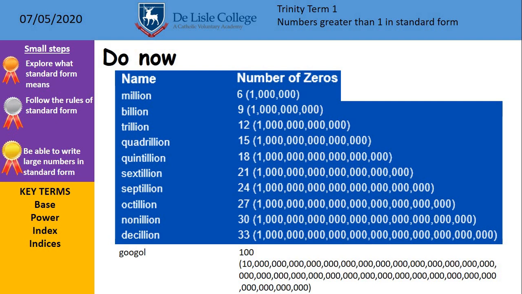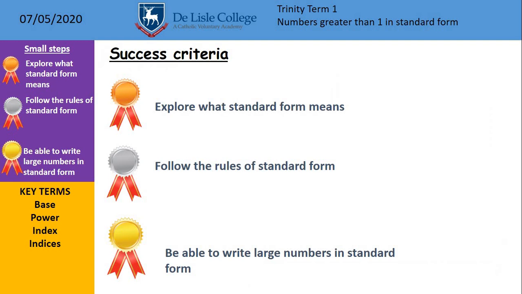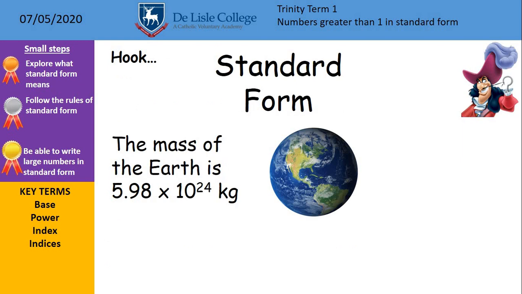So we've known from the previous lessons that this is not an efficient way of writing out very, very large numbers, and that's why we tend to use standard form for this instead. So we're going to develop that a little bit further in today's lesson. So we're going to explore what standard form means, follow the rules of standard form, and then be able to write very large numbers in standard form, like the examples we saw there in the do now task.